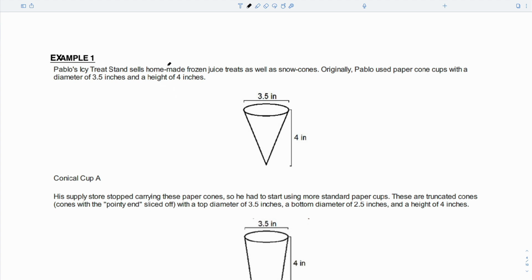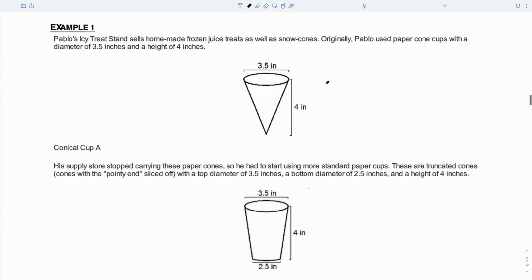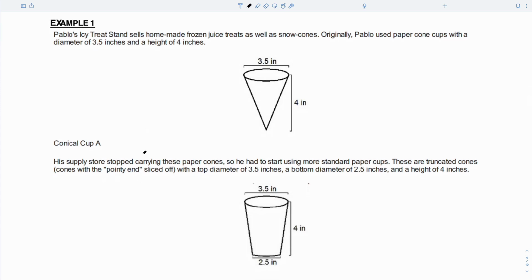Pablo's icy treat stand sells homemade frozen juice treats as well as snow cones. Originally, Pablo used paper cone cups with a diameter of 3.5 inches and a height of 4 inches. His supply store stopped carrying these paper cones, so he had to start using more standard paper cups.